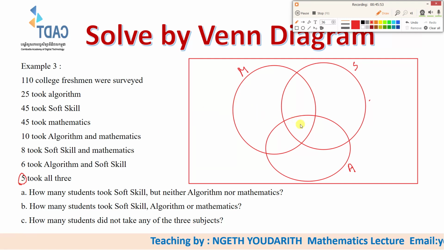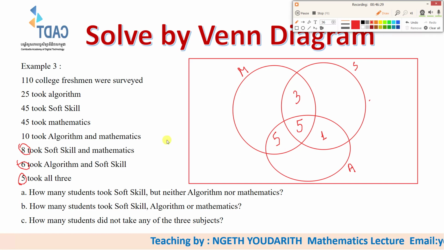So this is 5, and algorithm and soft skill 6. So this is 1. And soft skill and mathematics is 8, but we have 5, so this is 3. 5 plus 3 is 8. Algorithm and math 10. We have 5, so this is 5.